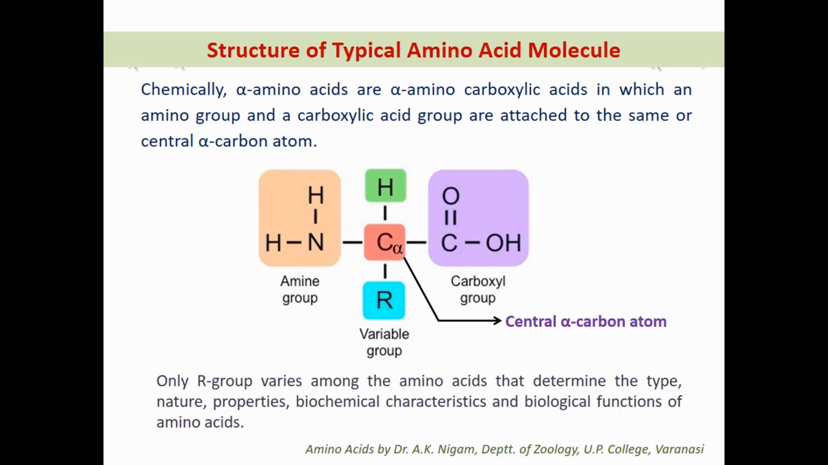Why is the R group also known as the variable group? Because this group is different in different amino acids, or you can say the R group determines the nature or type of the amino acid and also determines its properties, biochemical characteristics and biological functions. The rest of the groups, such as the carboxyl group, amino group and one hydrogen atom, are constant in all sorts of amino acids.